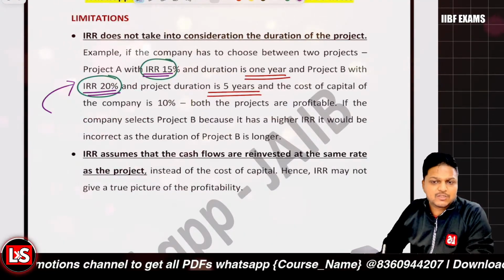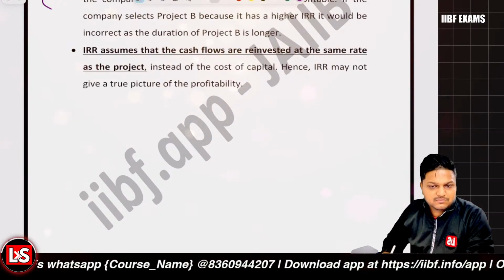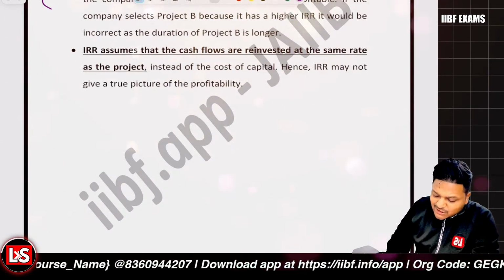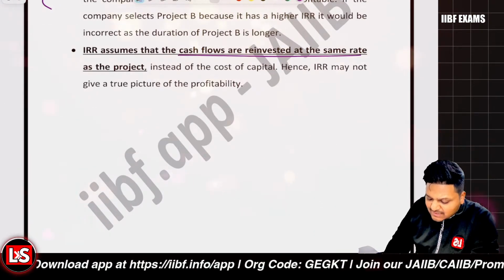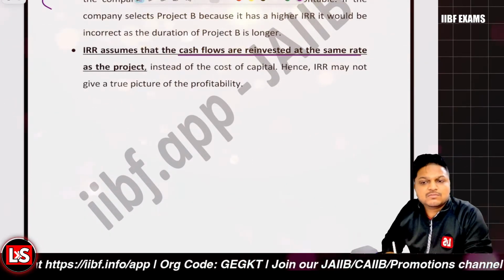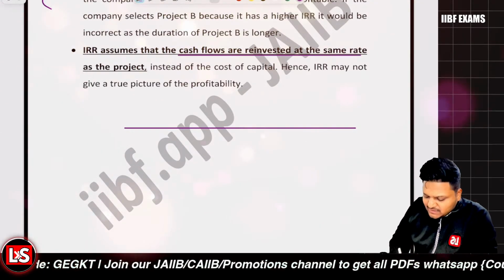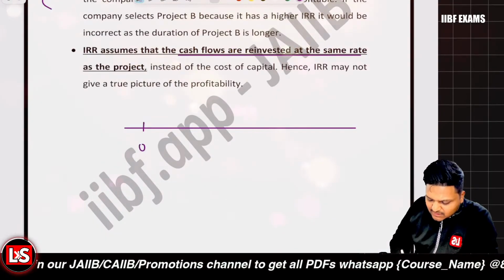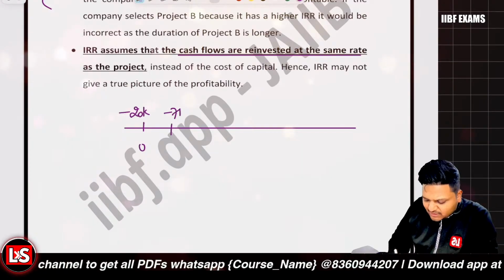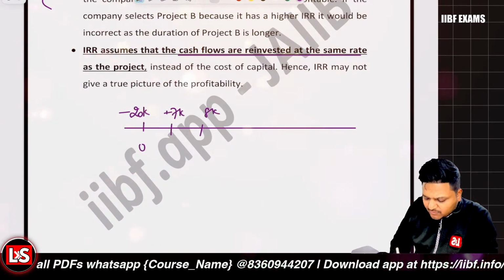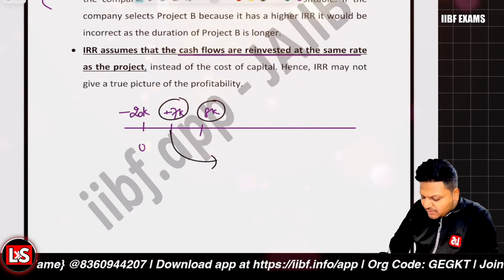That's the first limitation. And there is another assumption which is not realistic. That assumption is that whatever cash inflows there will be are reinvested at the same rate as that of the project. That's not possible. Let's say there is an outflow in the first year, 20,000, and after that there is an inflow, let's say 7,000 or 8,000 or something. Now you assume that whatever inflows there are, those are reinvested at the same rate.